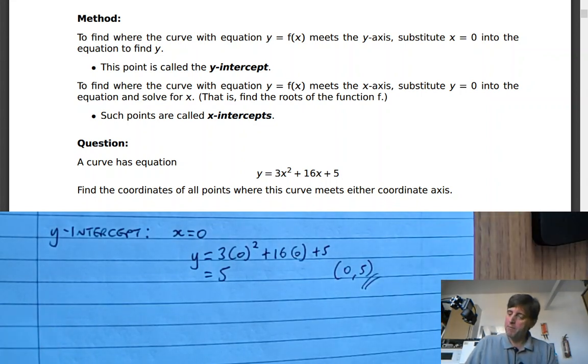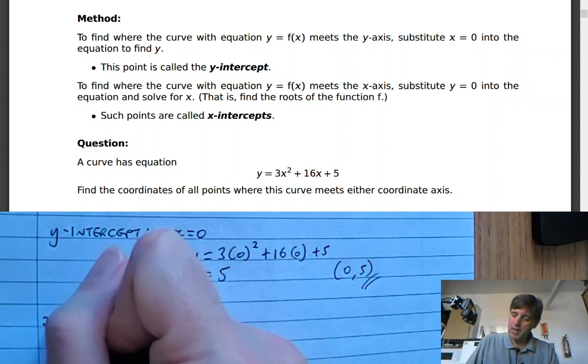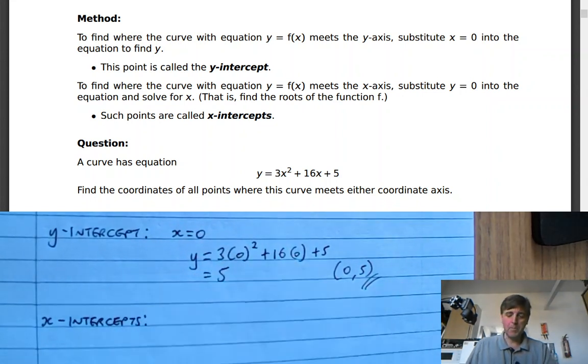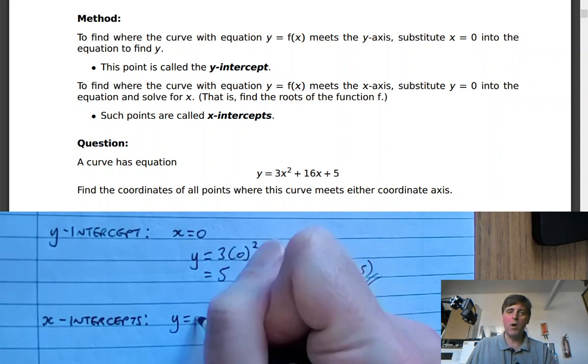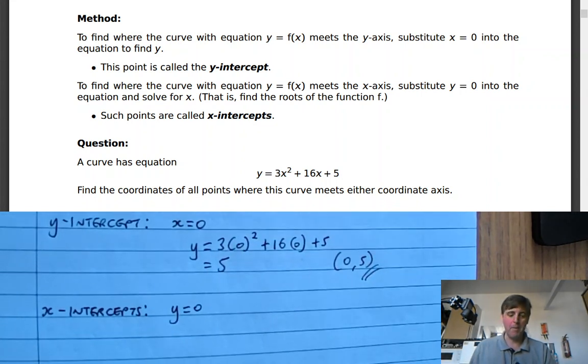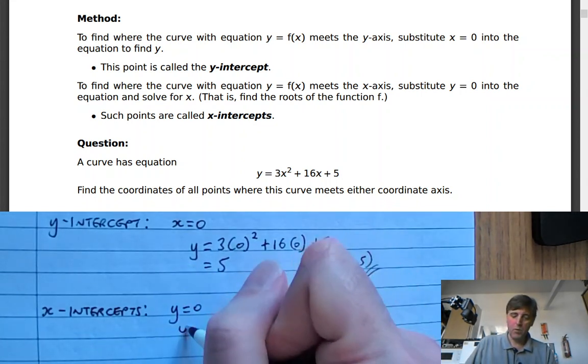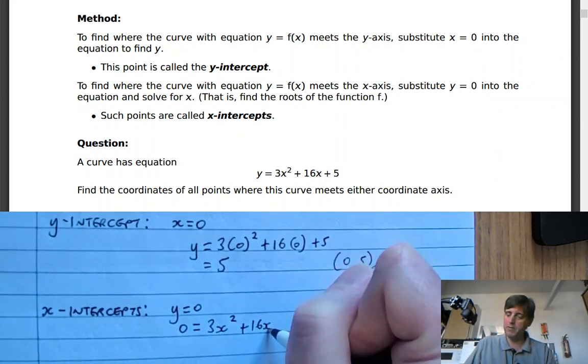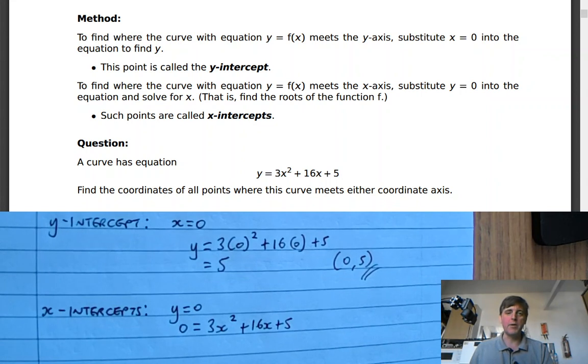Okay, let's see if we can find our x-intercepts. That means we need to find the roots of the function. In other words, we need to set y equal to 0 and see what we get. If we do that, we end up with 0 equals 3x squared plus 16x plus 5. And we've got ourselves a quadratic equation to solve.